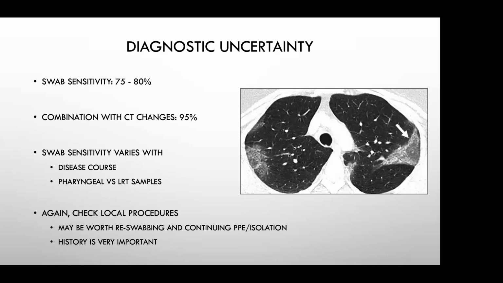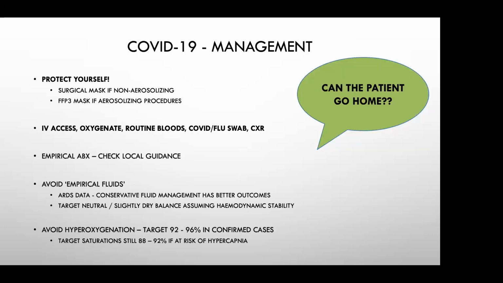It's worth checking local procedure. If you've got somebody who's got a convincing CT and they've tested negative, do you send another swab? Similarly, if you've got someone who's got a very clear clinical syndrome, but their swabs come back negative, are you going to de-isolate them and stop PPE? It's worth asking the question of your microbiologist.